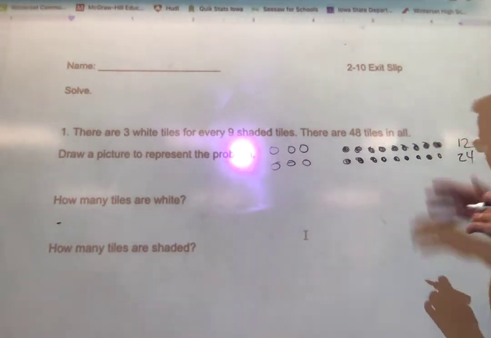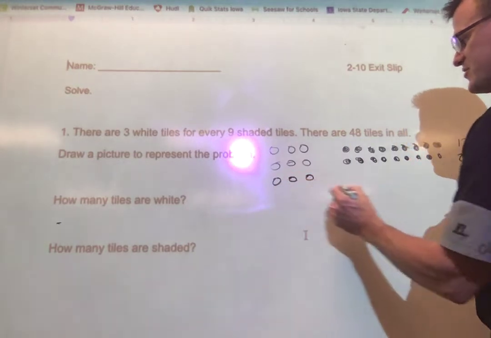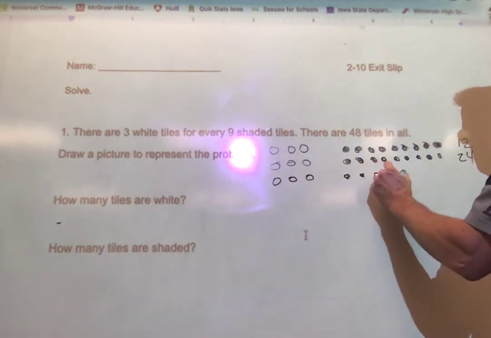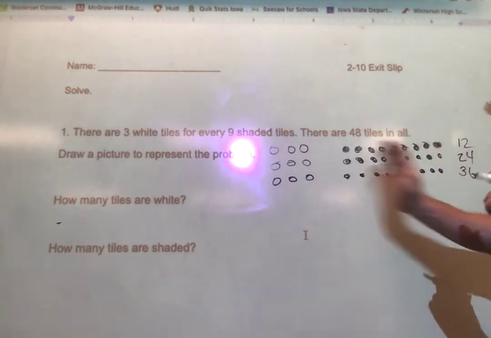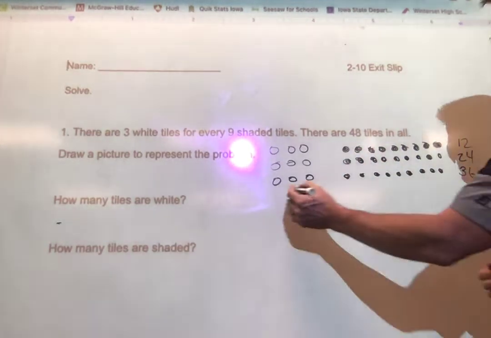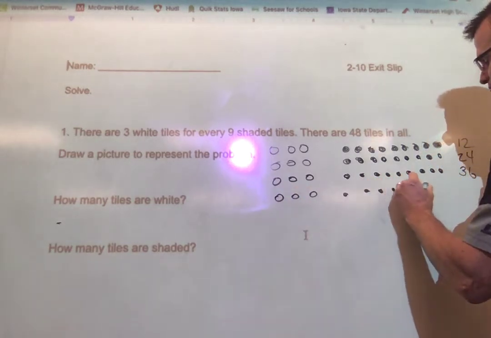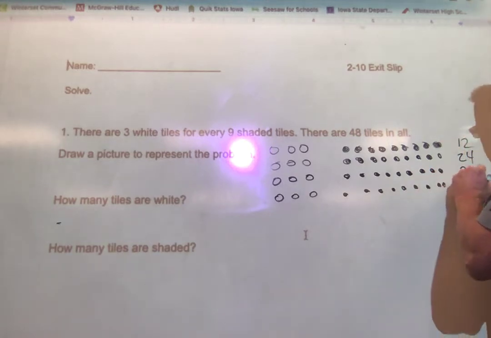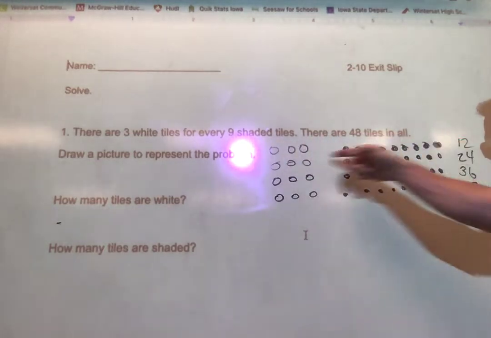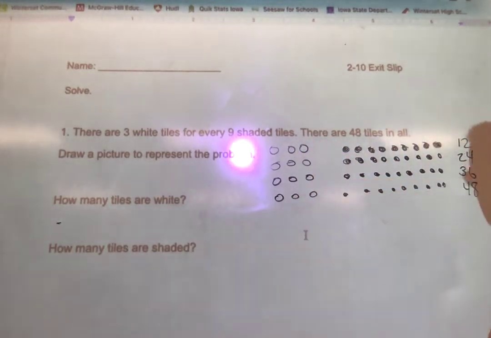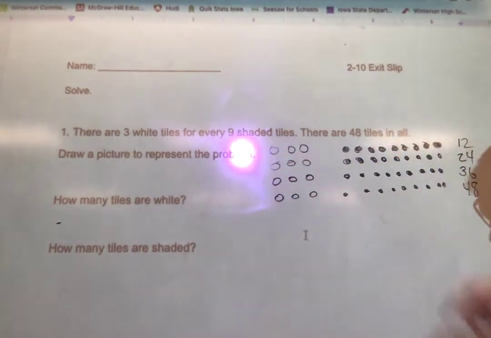And some of you would know then if I do that, I could just double, but I'll just keep drawing the picture here in this case. So 3 white, 9 shaded. And that's a total of 36 tiles. And then I'll do that one more time. And that gives me a total of 48 tiles. Okay, 12 in each row there, for a total of 48 tiles, like it said. And I've drawn a picture here to represent it.